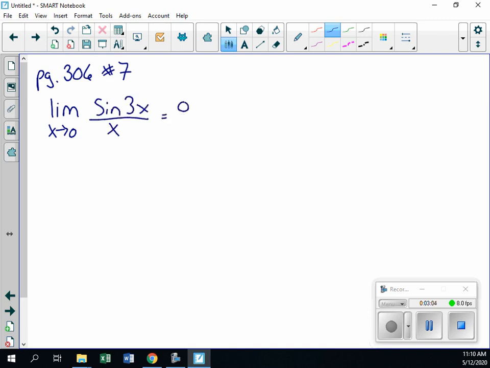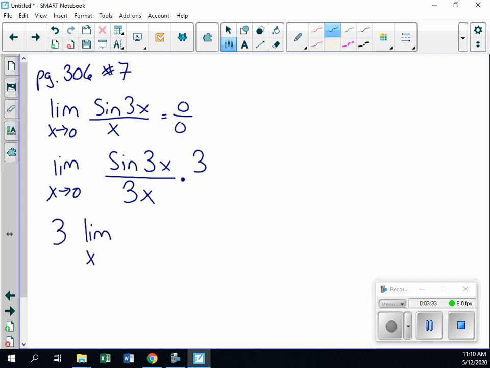Now, we know that this is 0 over 0, so we can't get that. So we want to go like this. We want to say, okay, well, I have the limit as x approaches 0 of sine of 3x. I want to balance this out. I want to make the denominator have a 3x. So I'm going to put a 3 and I'm going to put a 3 here. What happens is I move that 3 outside. I have the limit as x approaches 0 of sine of 3x over my 3x. I know the value of this is 1, and 3 times 1 is 3. And that's how I would do the question.